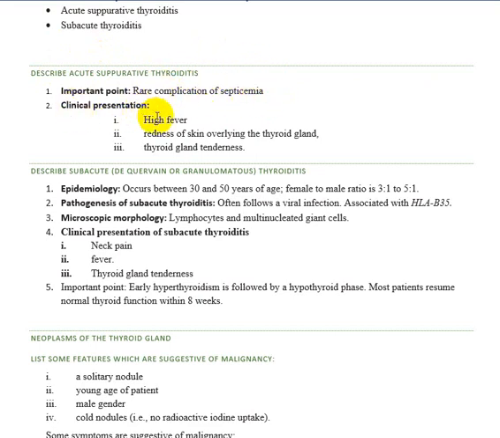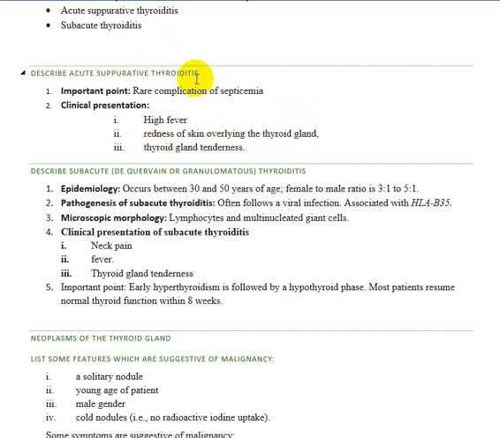Clinical presentation, you have high fever. It's a thyroiditis. You see that thyroiditis inflammation is going to cause initially the release, a hyperthyroidism, and then later is going to cause a hypothyroidism. So initially, when you have acute, it is initial and it's very sudden. So the person is going to suddenly have high fever, is going to have redness of the skin. These are signs of hyperthyroidism. Redness of the skin overlying the thyroid gland shows inflammation, and you have thyroid gland tenderness.